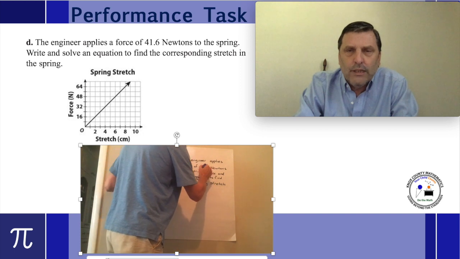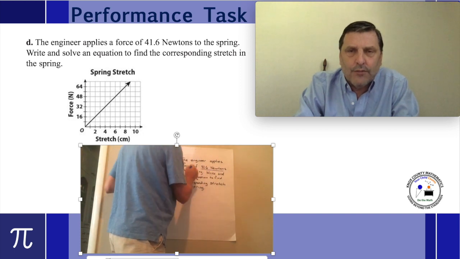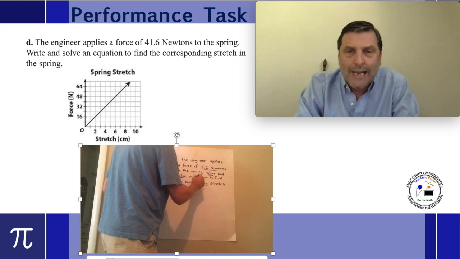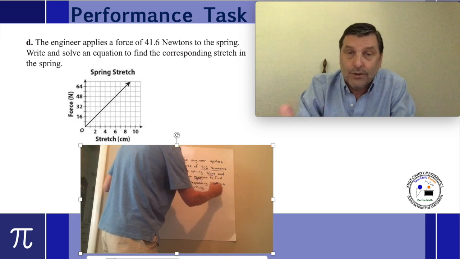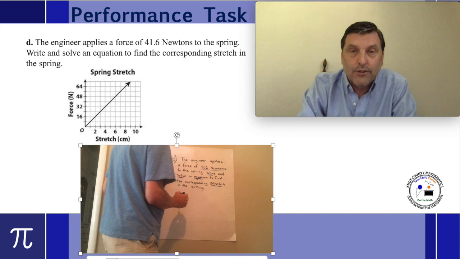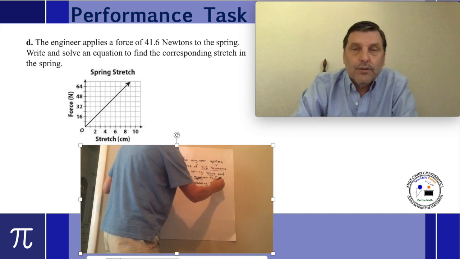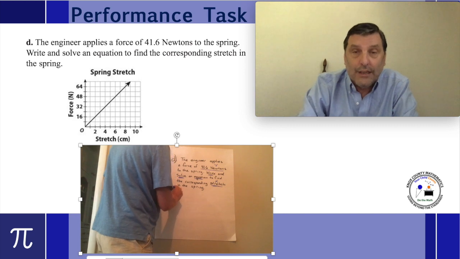As always, I'm going to read the problem. I'm going to underline key words. I've got 41 6/10 newtons in there. I've got write and solve, 2 steps, just write and solve an equation for the stretch. Now, as a reminder, our newtons, our force, is y, and our stretch is x.